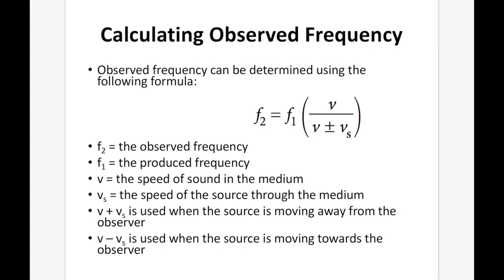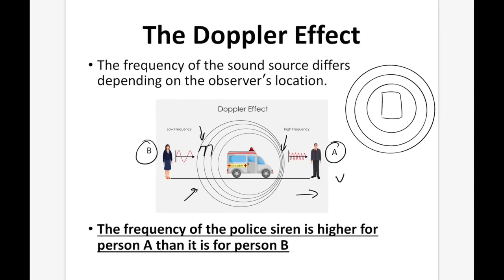Calculating observed frequency. Observed frequency can be determined using the following formula. F2, which is the observed frequency, equals F1, which is the produced frequency, times V, which is the speed of sound in the medium, divided by V, which again is the speed of sound in the medium, plus or minus Vs, which is the speed of the source through the medium. V plus Vs is used when the source is moving away from the observer, and V minus Vs is used when the source is moving towards the observer. So in this case here, this would be V minus Vs, and this one would be V plus Vs. That's just something you've got to keep in mind.